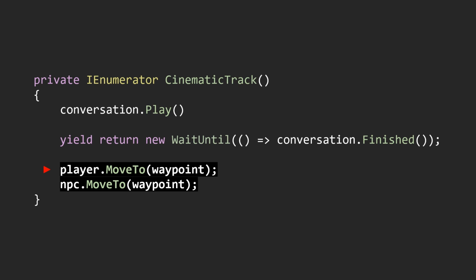A waypoint is just a location, and we define it by placing an invisible object in our level. That is much easier than having to type out the coordinates of that location in our code. Since these move to commands are the last thing in our cinematic track, it is now finished.